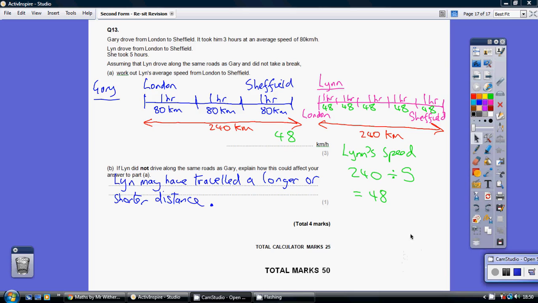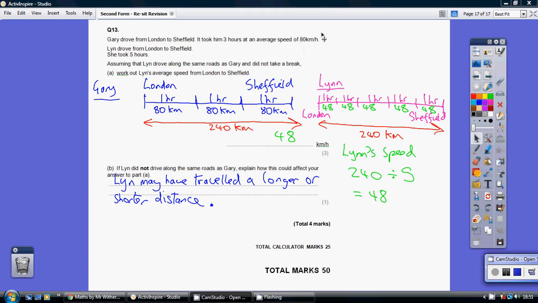Question 13 to finish. Now, you can get yourself bogged down using the pyramid and speed equals distance over time and what have you. I think it's much better if you can just try and start getting used to appreciating what speed means. A speed of 80 kilometers per hour means in an hour you travel 80 kilometers. Okay? So just run that through your head.